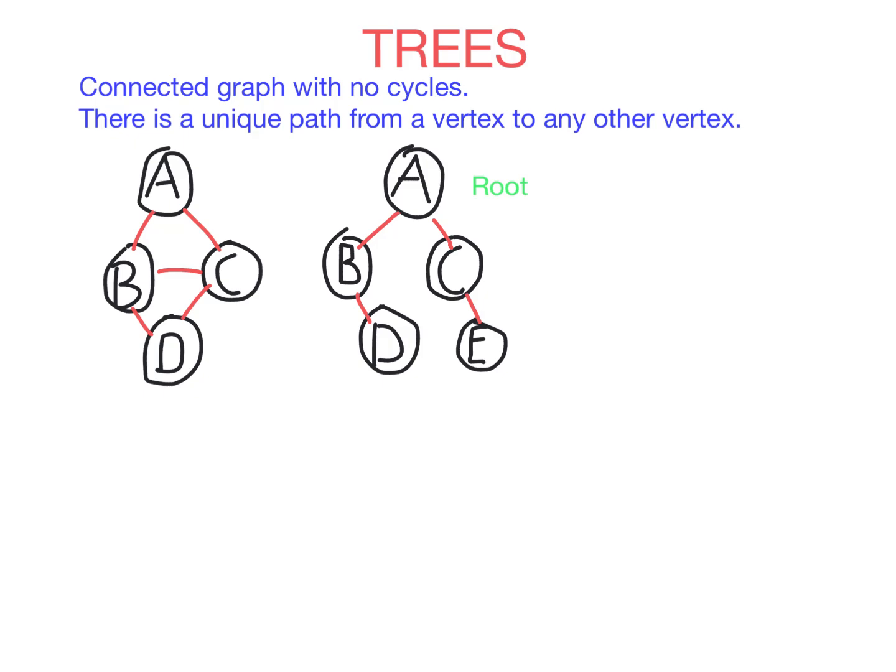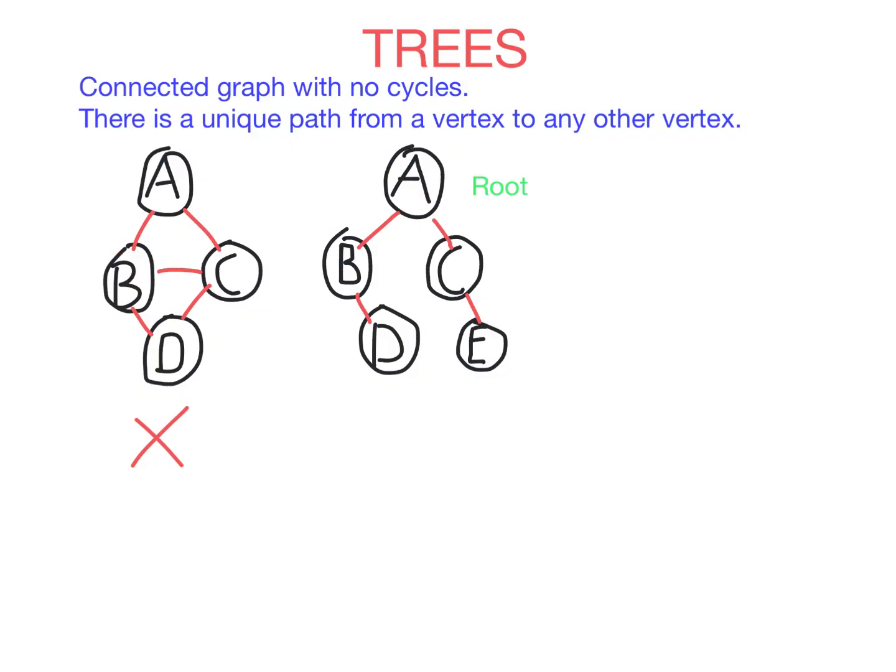Thank you so much for tuning into this video in which we will look at trees. So trees are just special types of networks or graphs. They're connected graphs with no cycles, and it means in a tree there is a unique path from any vertex to another vertex. So this here is clearly not a tree. It has cycles. There's one cycle here, one cycle here.